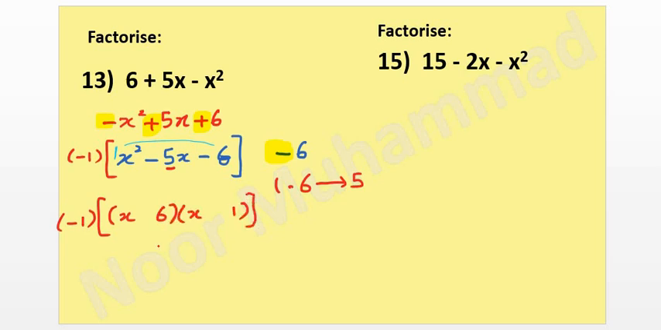So let's place the signs with it. This 6 is the bigger number. It will get the middle sign. So what is the middle term sign? It's negative. So this one is going to be negative and the other one has to be opposite to it, so this one will be positive. So the final answer will be -1 into x minus 6 into x plus 1. So this is the final answer.